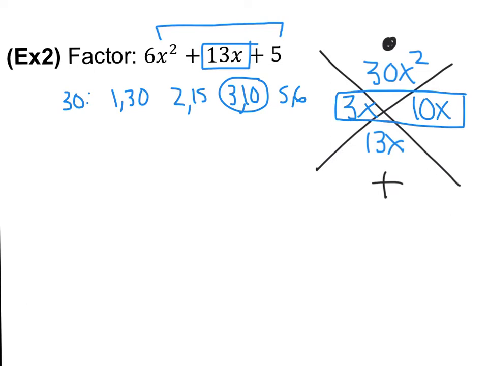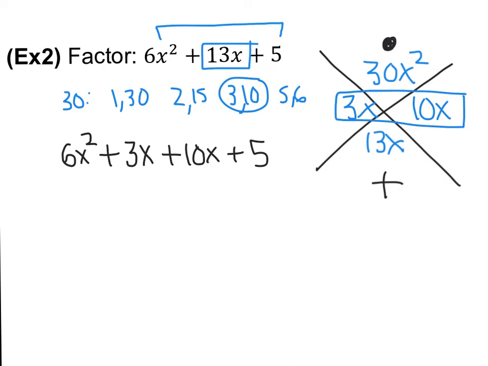We are now ready to split the middle term. Again, this is called crisscross split the middle term. So I am going to rewrite the initial expression. I have a 6x squared plus 13x, but instead of using what's inside the original rectangle, let's replace that with 3x plus 10x, what's in our new rectangle. And then we still have the plus 5 in the original expression.